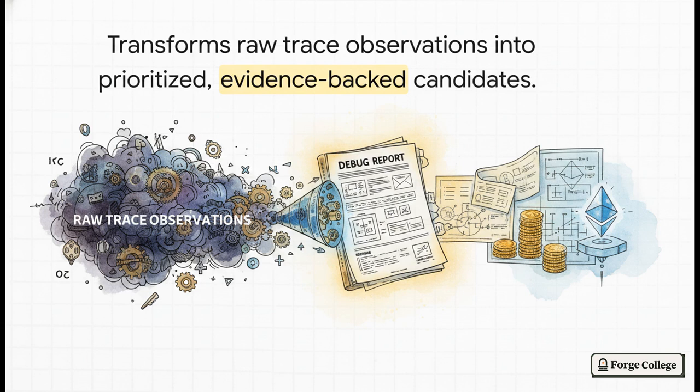This document transforms your raw, low-level trace observations into prioritized, evidence-backed candidates that align perfectly with your project scope. This is the magical moment where those abstract hotspots turn into concrete, actionable engineering observations that your dev team can actually use to fix the contract.